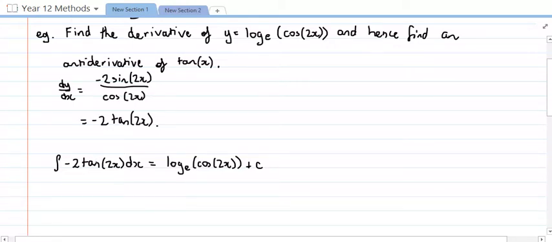The next thing I need to do is correct my question, because that should be tan 2x. And I'm just going to continue on from here. I want to have just the antiderivative of tan 2x here, so I'm just going to take that negative 2 out the front of it. So it's negative 2 times the integral of tan 2x dx equals log e of cos 2x plus c.